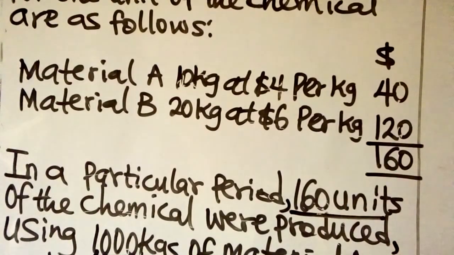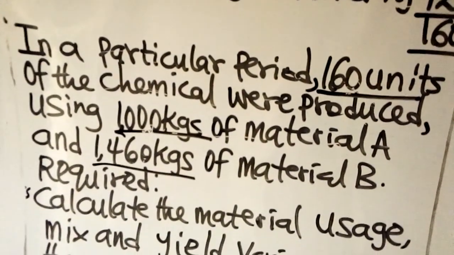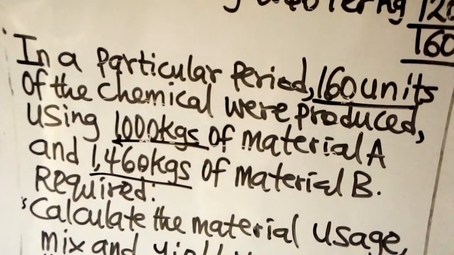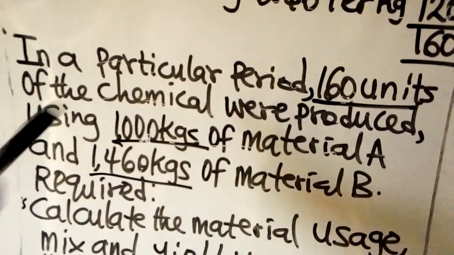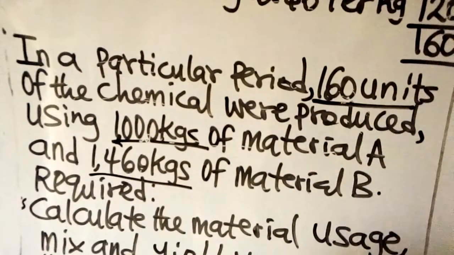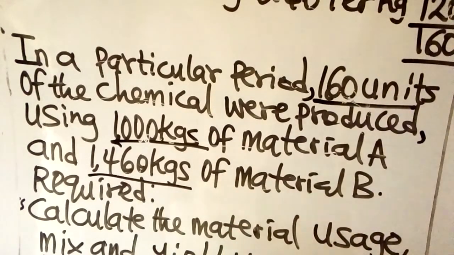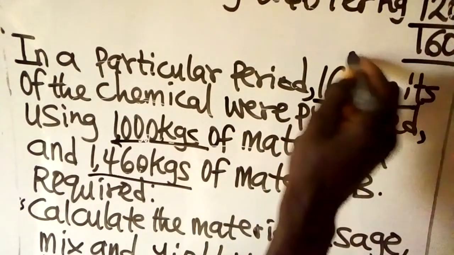I've told you that a standard is a unit cost concept, while a budget is a total cost concept. In a particular period, 160 units of the chemical were produced. The 160 units represent the actual output.